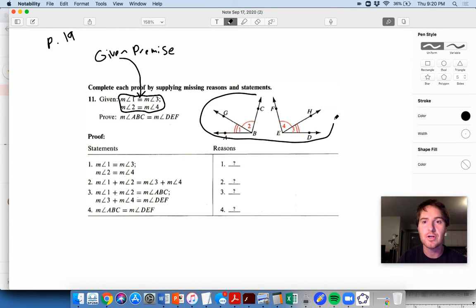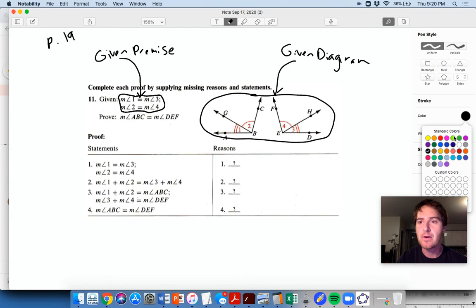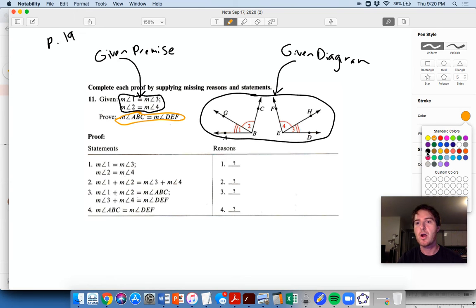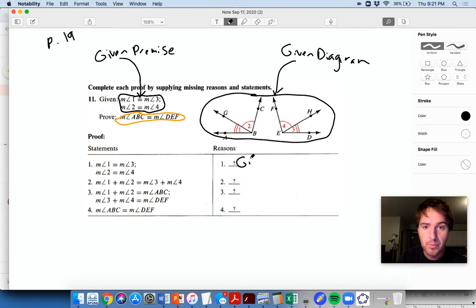Over here, this is called our given diagram. Using these two things, a given premise and a given diagram, we're going to show through a chain of reasoning that this fact down here has to follow from our given premise and our given diagram. We're using them in combination with one another, and then we're going to get this to follow, and that tells us the order we need to do things in. I circle given premise up here because that's the very first step of the proof. About 90% of the time, given is going to be your very first reason.